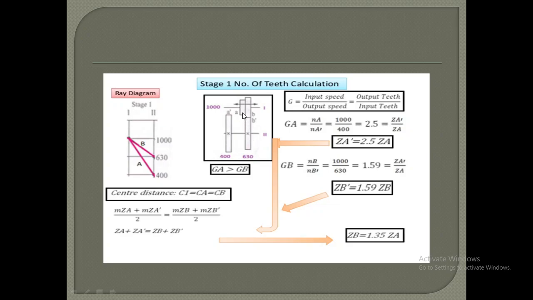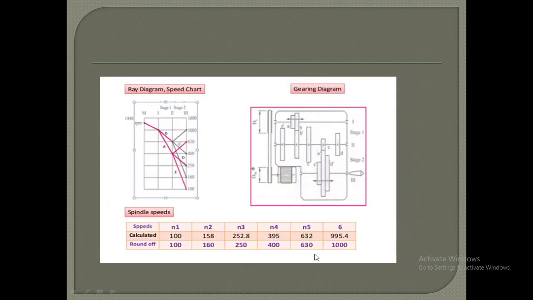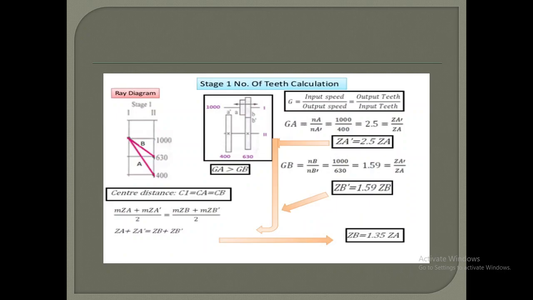I have shown here A gear, then B gear, B dash gear, and A dash gear, and that value I have shown 1000 here. See in the ray diagram, there is 630 and 400. I have given the names A, B, C, D, and E. See here a dark line shown in red color. That speed we have considered in the ray diagram here in the same way.